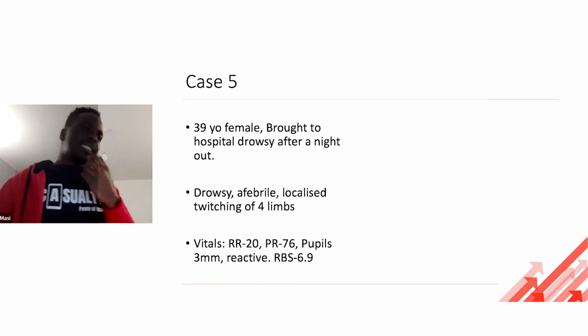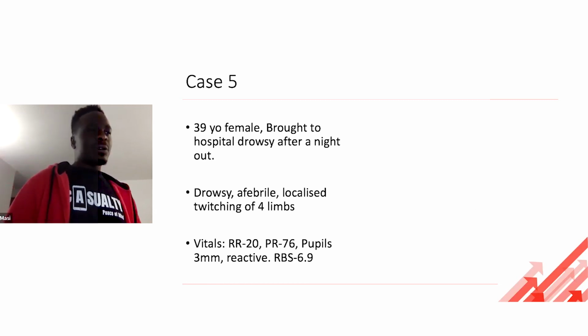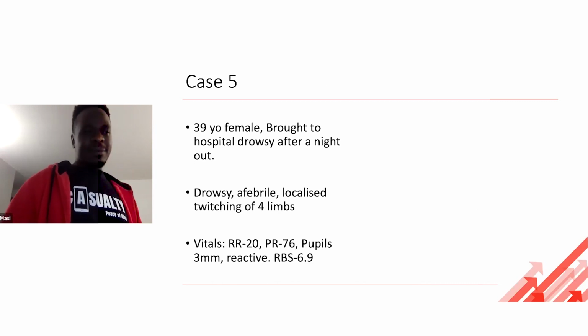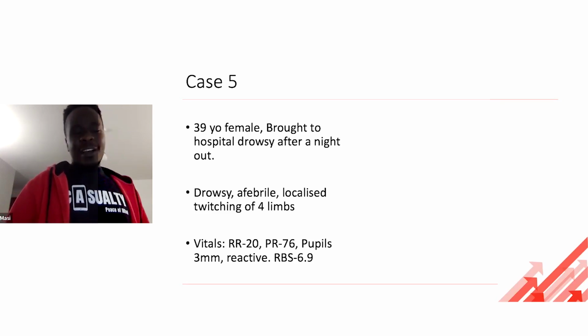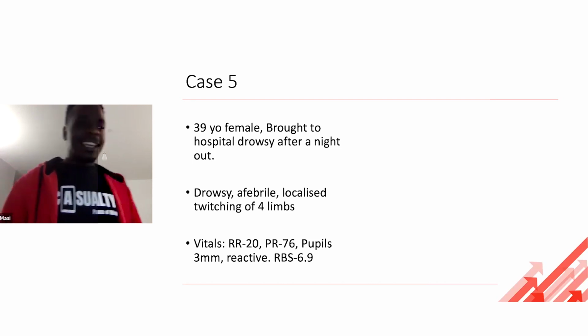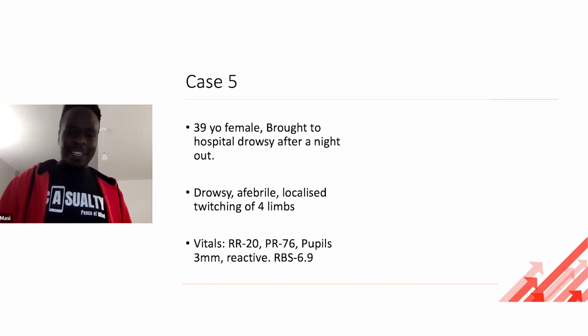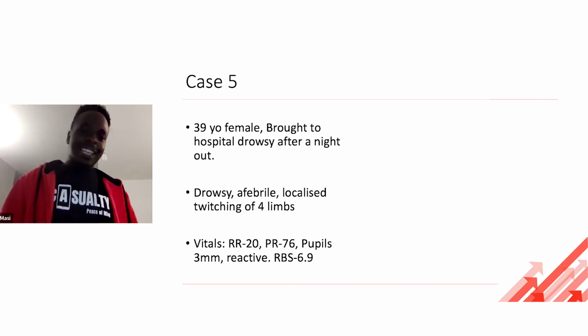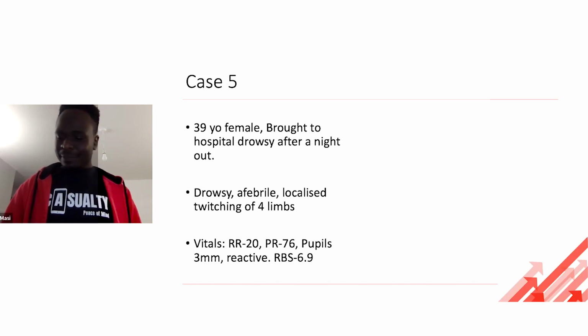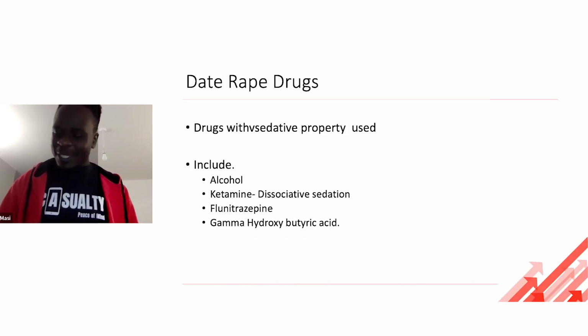I'd like to mention a case here of a 39-year-old who is brought to the hospital drowsy at night. Now, this is an interesting case. A 39-year-old female brought to the hospital drowsy at night, afebrile, with localized limb twitching. The pupils are reactive, RBS is normal, and the other vitals, at least the ones that you're given, also seem normal. So I'd just like you to note the night out part. What do you think the answer is? Might have been drugged.